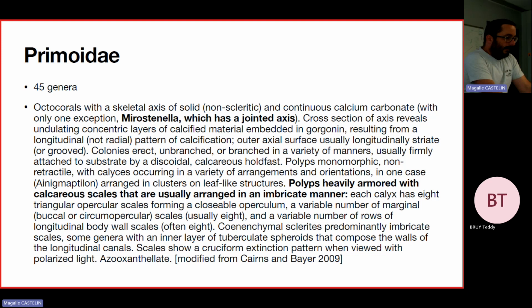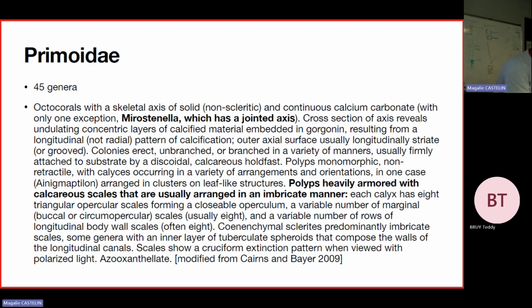It's a continuous calcium carbonate axis, except for one taxon, Narella... Myrostenella, which superficially looks like a bamboo coral because it has a jointed axis, but it really is a primnoid coral. It's not a bamboo coral. So do not think that because you see joints, nodes and internodes, it's a bamboo coral. There are exceptions to that. Not many, but there are some. Phylogenetically, there is no ambiguity that Myrostenella is a primnoid. And then, as I said before, it has these very fancy polyps that we're going to look at, heavily armored. This is in the official diagnosis, with calcareous scales that are usually arranged in an imbricate manner.